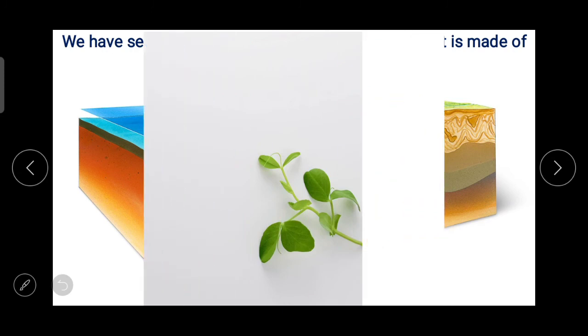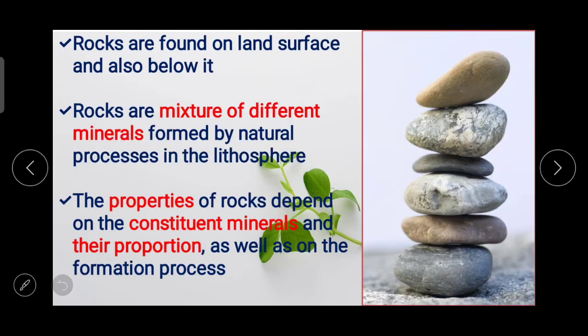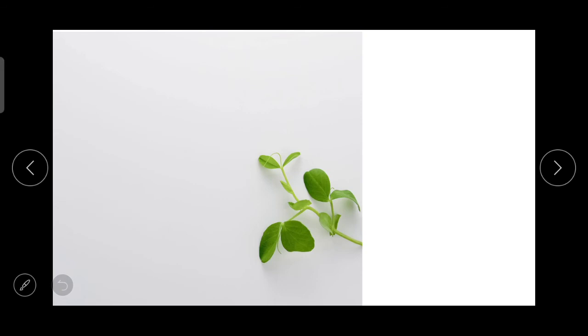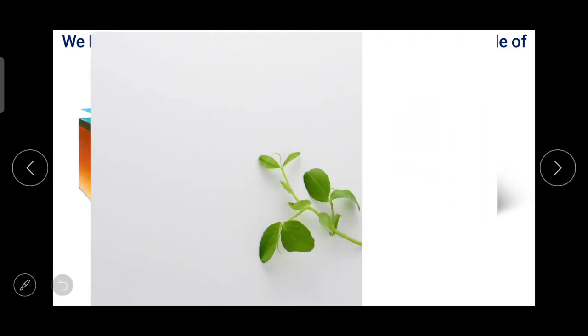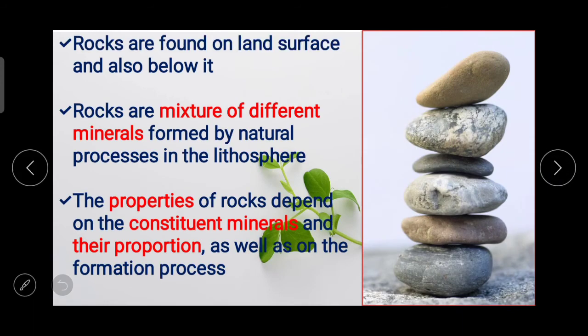Now rocks which are found on land surface and below it. Try to understand it. Rocks which are found on land surface. Land surface पे भी हमें देखने को मिलते हैं और land surface के नीचे भी. Like here in the earth's crust. Here you can see below the earth's surface rock. So rocks are found on land surface and also below it.